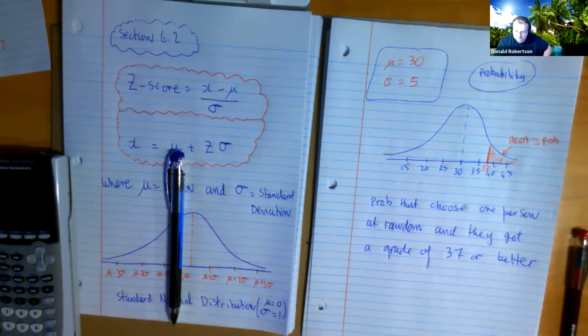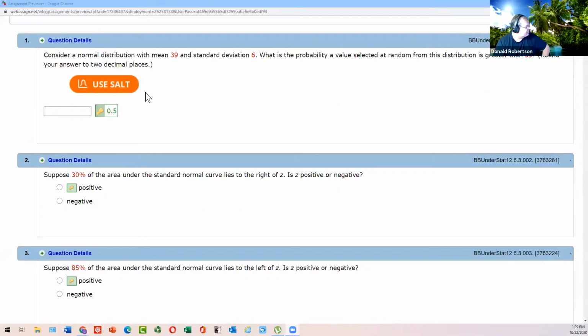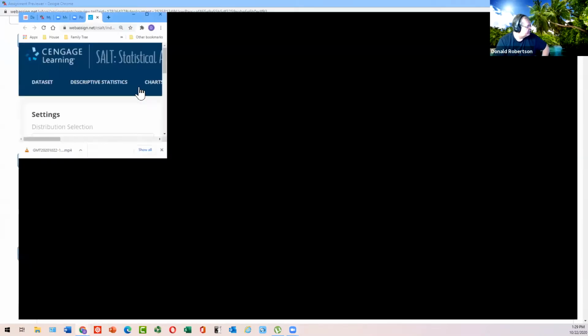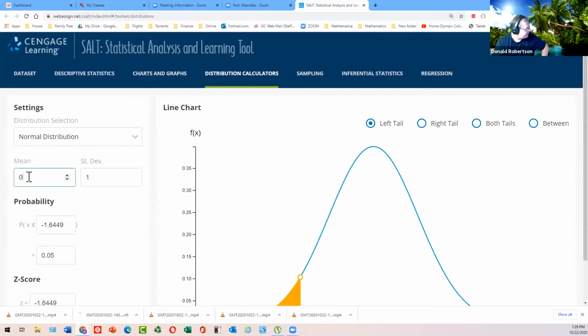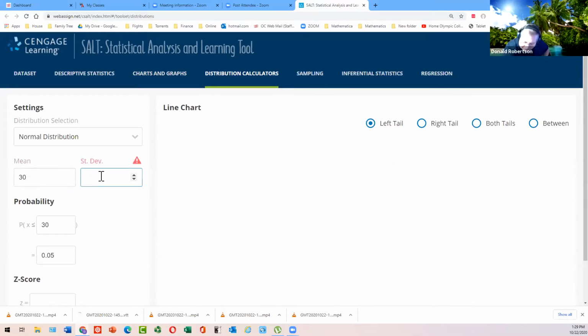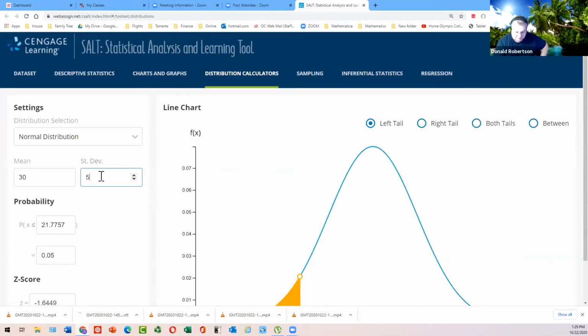And it might not surprise you that salt is going to do that. So I'm now going to show you how we could use salt in this question. So I'm just going to use this button to do it. So I'll hit the button. And you just have to change some information. The story is now going to have a mean of 30. That's what the average in the class was. And the standard deviation I told you in that story was 5.